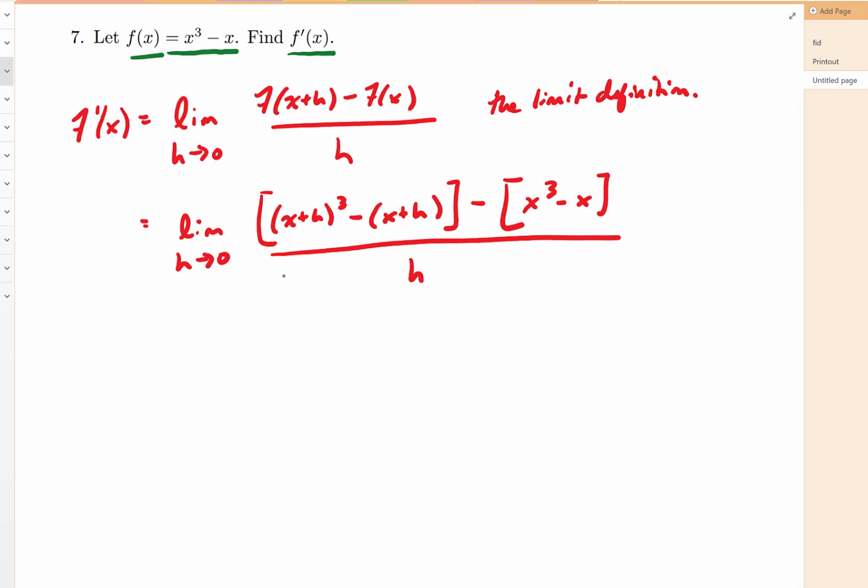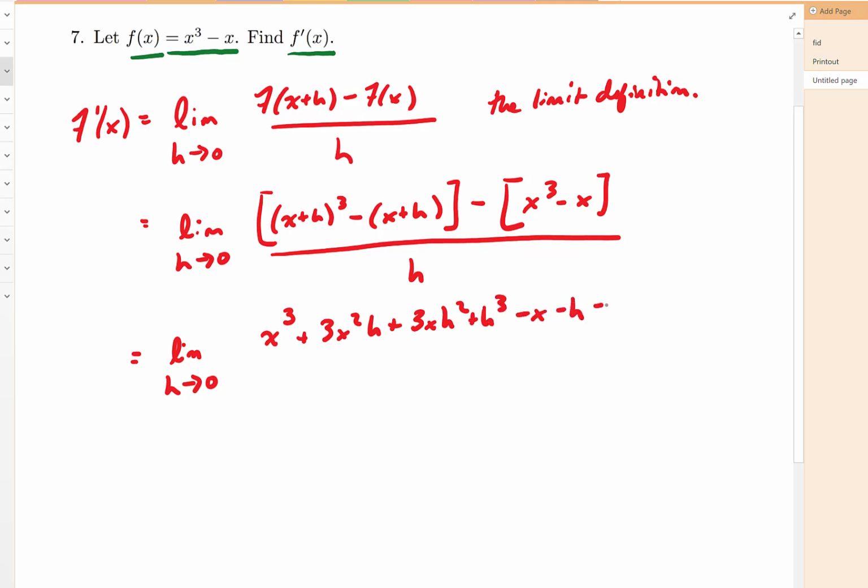So I'm going to go ahead and cube out x plus h cubed. I encourage you again, even if you didn't pause the video before, to pause it now and cube out x plus h on your own. And in class, maybe I'll show you a shortcut for doing that. So if we were to cube this out, we'd get x cubed plus 3x squared h plus 3x h squared plus h cubed minus x minus h minus x cubed plus x, all in our numerator, all over h.